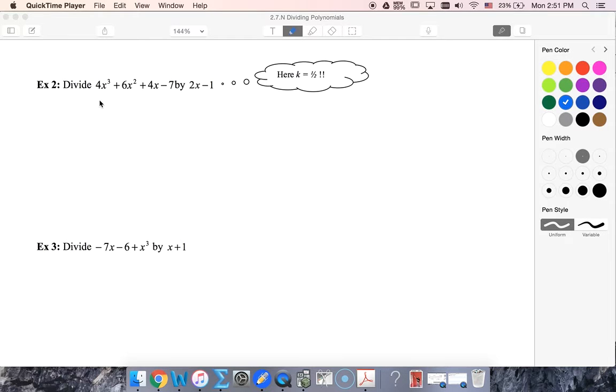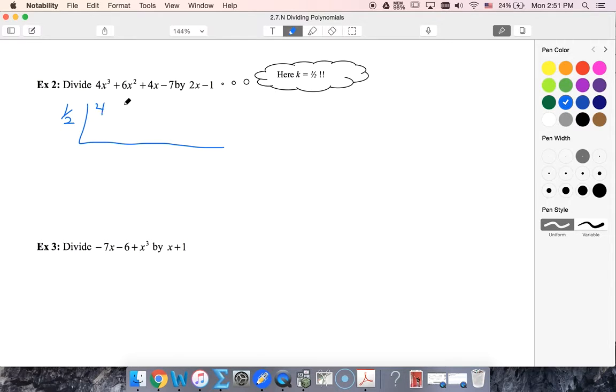So now we're going to take this cubic and divide it by a linear, so my result should be quadratic. Notice if I were going to figure out if this were a factor, then the root would be positive 1/2. So that's what I'm going to put on the outside of my box.